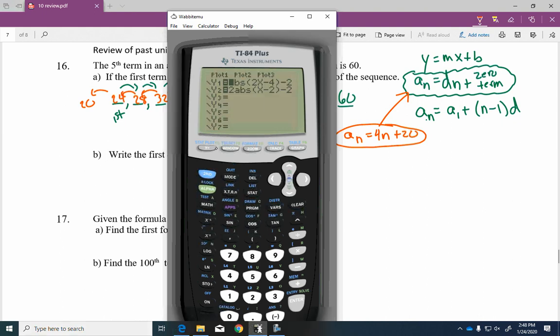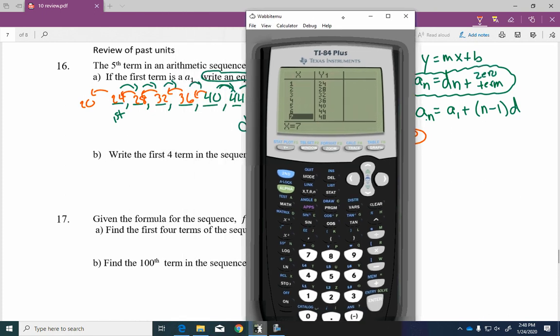If we go to our y equals and enter in 4x plus 20 and go look at our table of values, remember that a sequence really starts with the first term. So looking here, the first term is 24. The second term is 28.